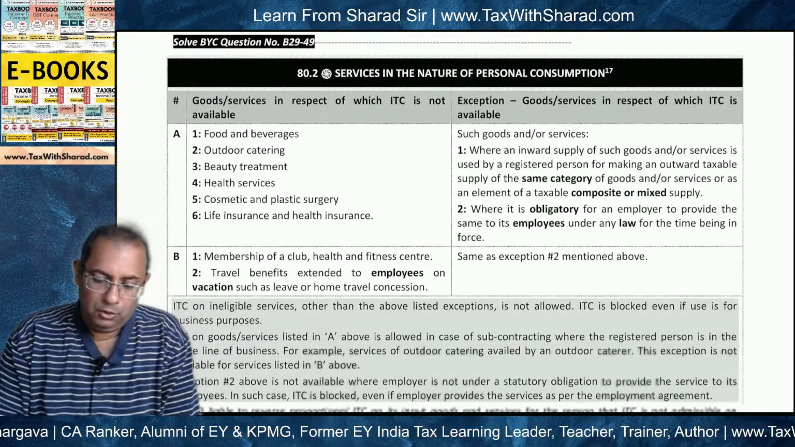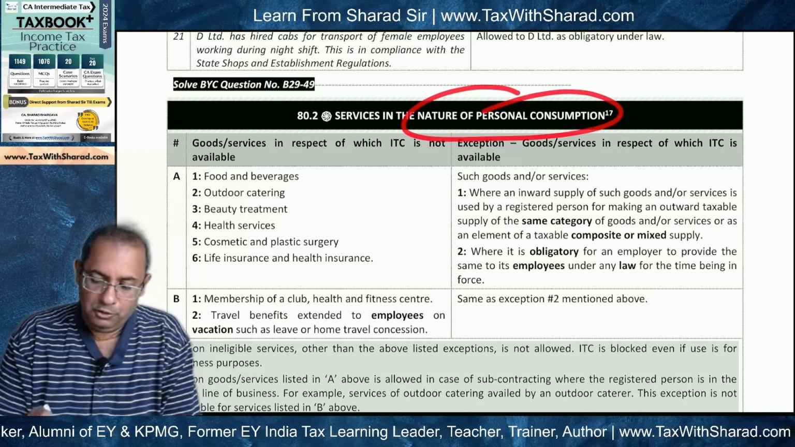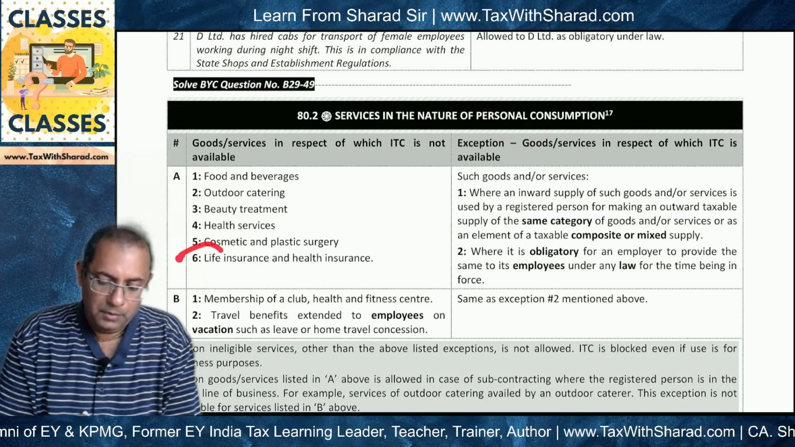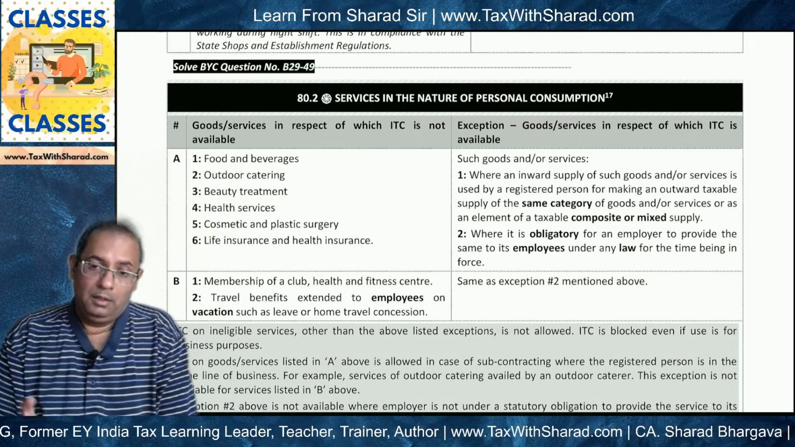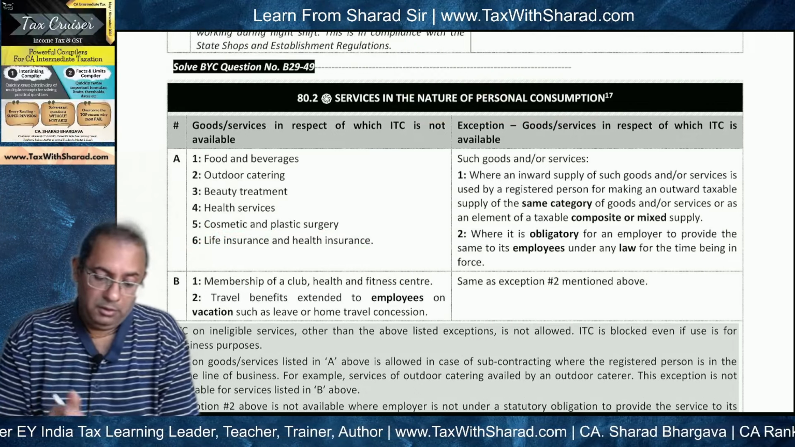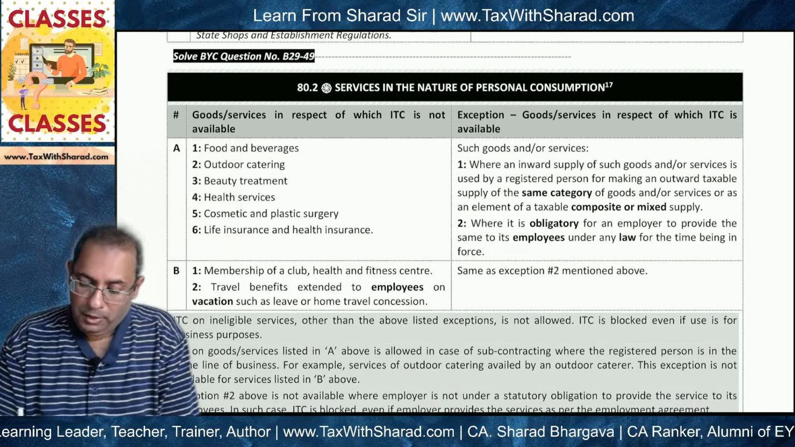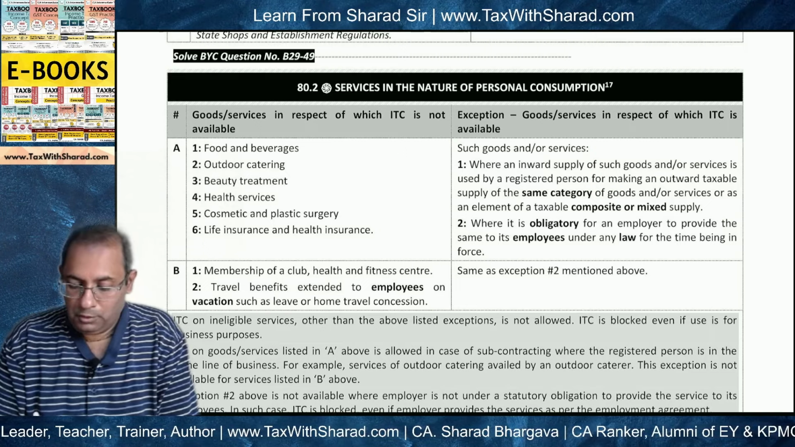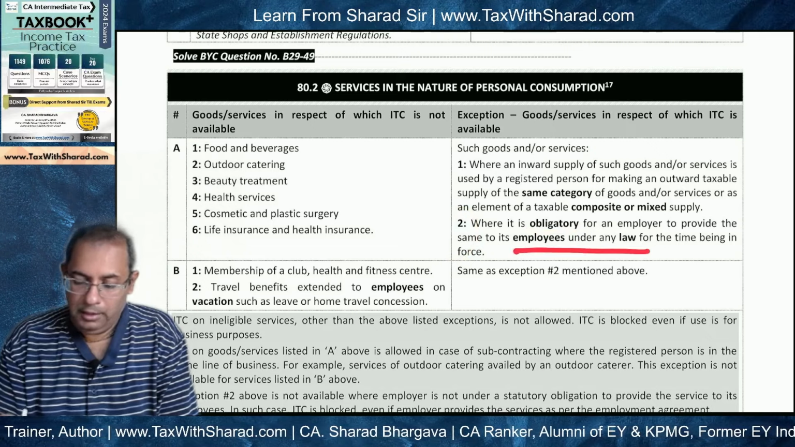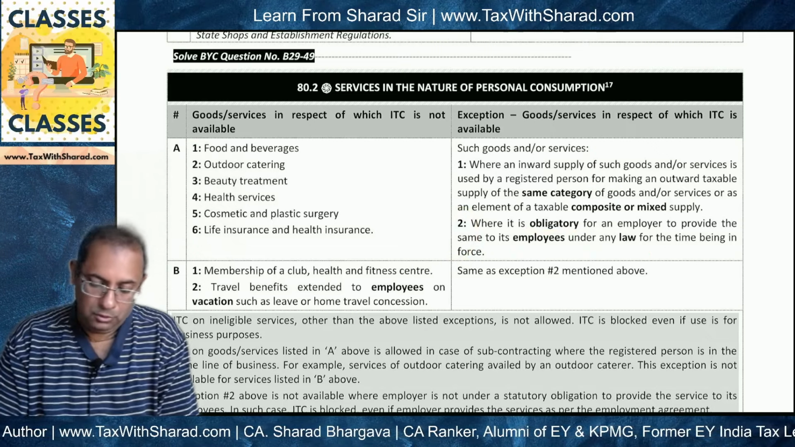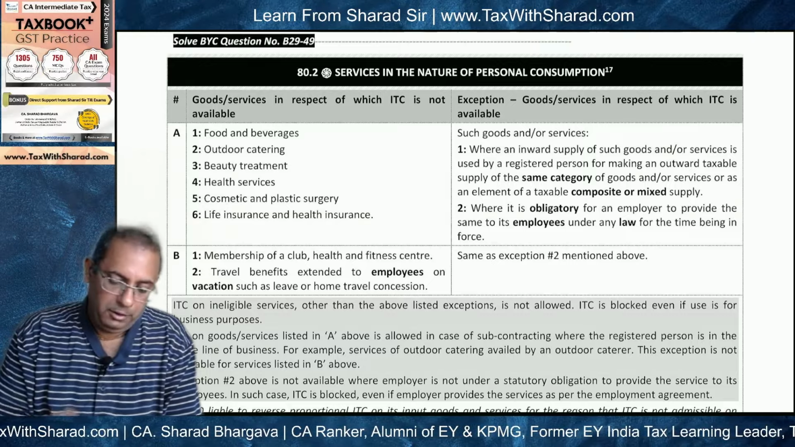Now if we look at the insurance policy first, and this is for employees which XYZ has taken. So these are some of the services for which ITC is blocked. Services in the nature of personal consumption, and one item is life insurance and health insurance. ITC is blocked. Now assuming that in our question the insurance policy is either life insurance or health insurance, the ITC will be blocked. One exception, there are two exceptions, one of which is where it is obligatory for an employer to provide the same to its employees under any law, but in the question itself it is given that it is not so obligatory, and therefore ITC will be blocked in respect of insurance.